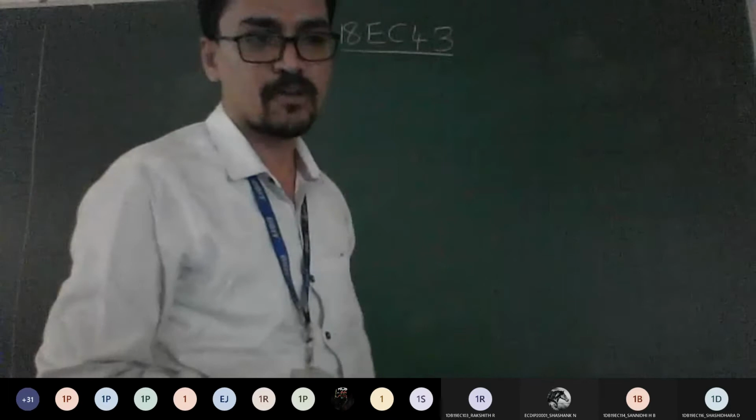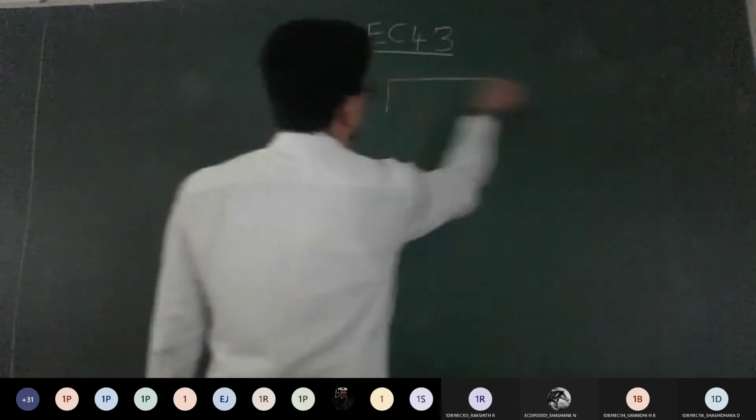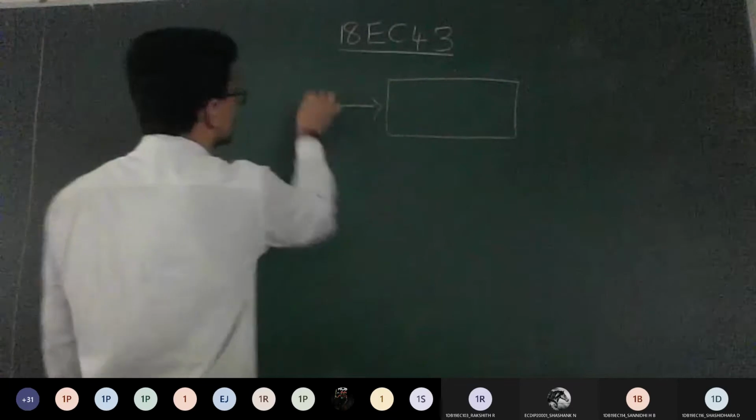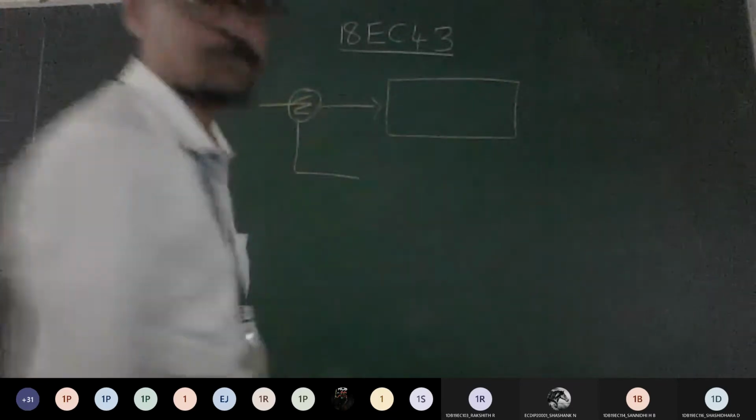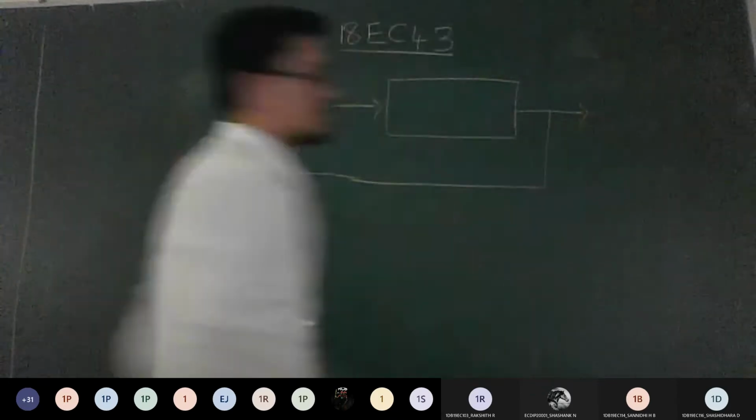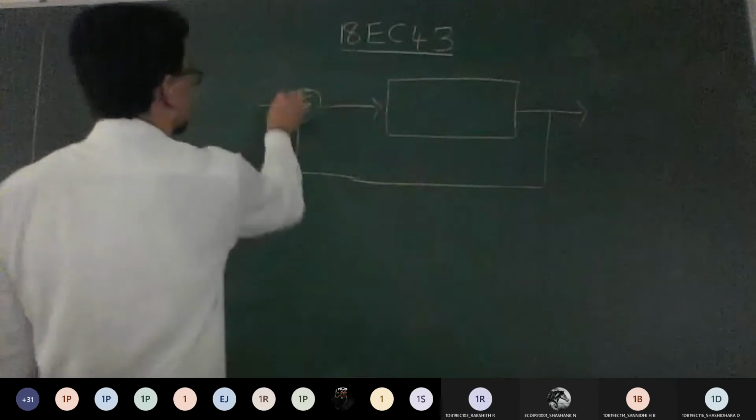Hold on. Find the range of k for which the system is stable. They have given a diagram for you. Just make a note of the diagram, guys. This is your next type of problem that you can expect in the exam. They have given the input as R of S.